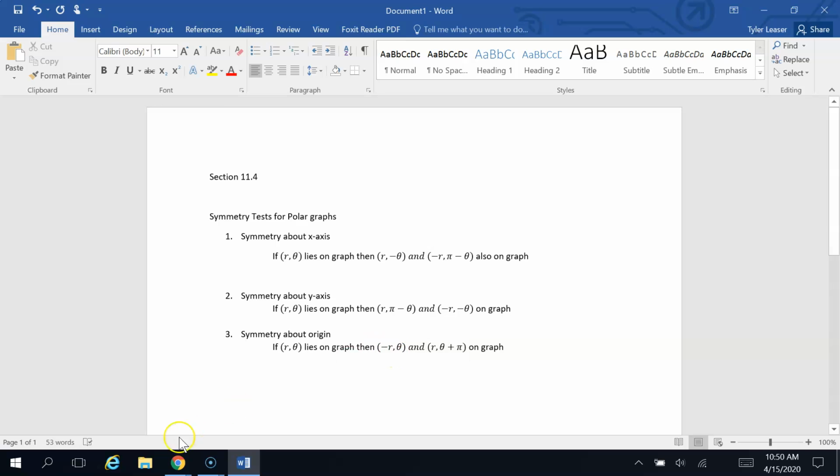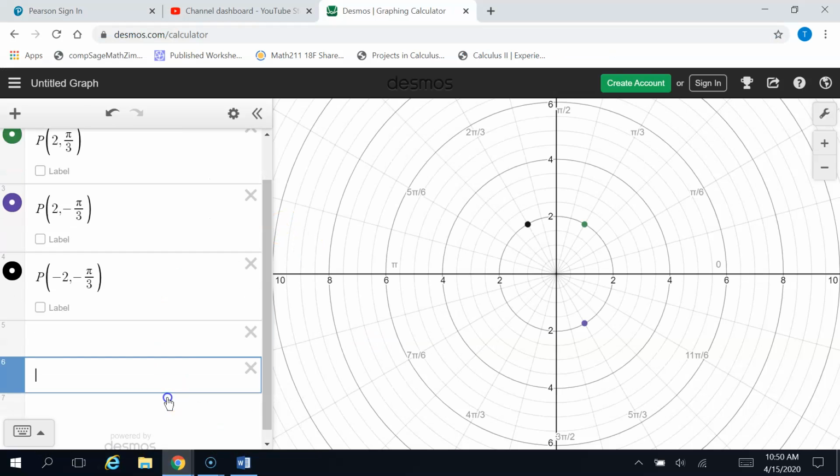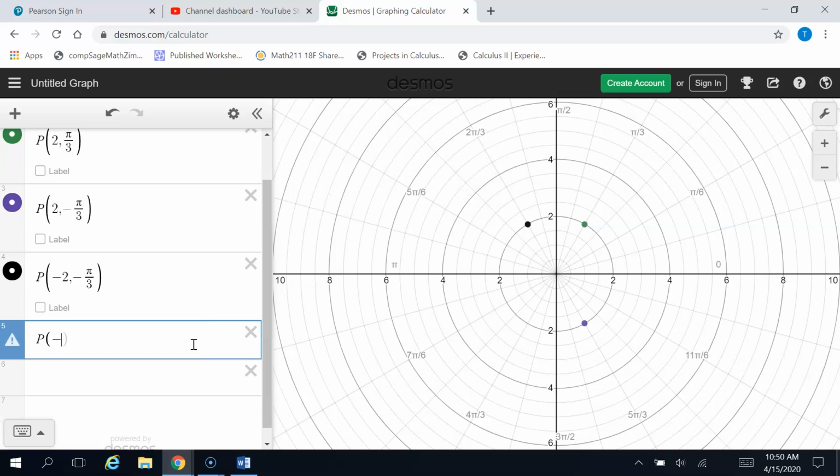I'm just going to do negative 2 pi over 3. So one more point here, negative 2 pi over 3, and positive pi over 3 is this red point. So the green point and the red point are reflections, or symmetric about the origin.